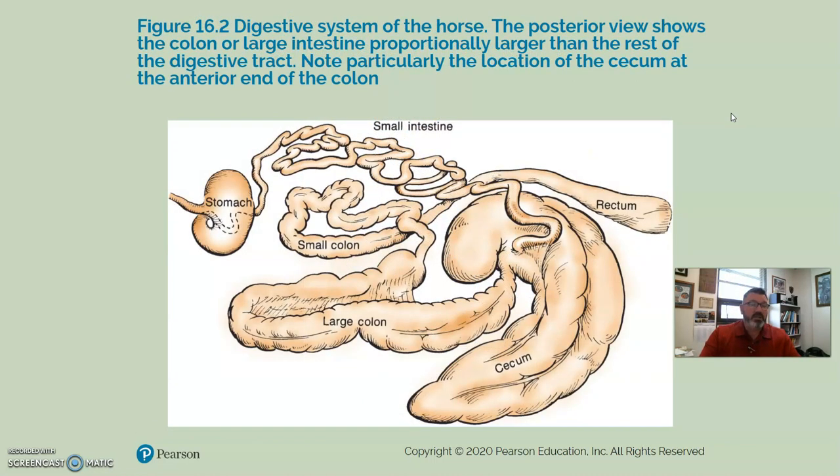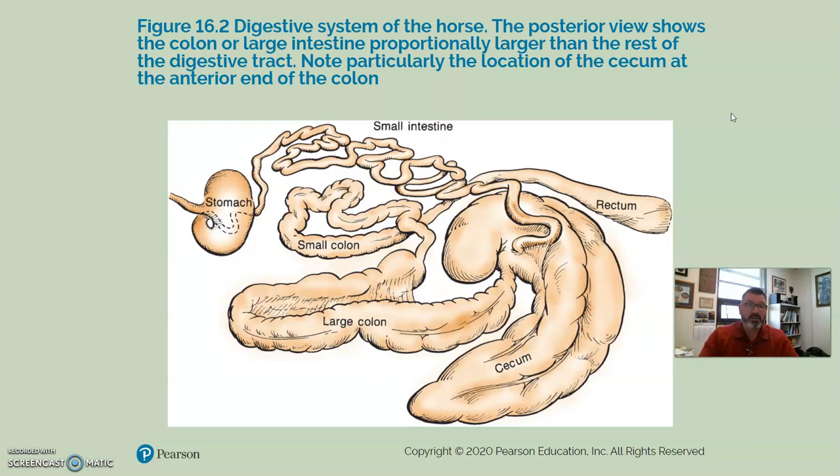Consequently, here's the horse, and the horse is unique. The horse is classified as a monogastric, but actually functions much like a ruminant. A horse's stomach is relatively small and not that much bigger than a pig or yours and mine, to be honest with you. The small intestine is also relatively much shorter. The unique part of the horse, and I can't stress this enough because it will be in your assessments, the unique part of the horse is the cecum.